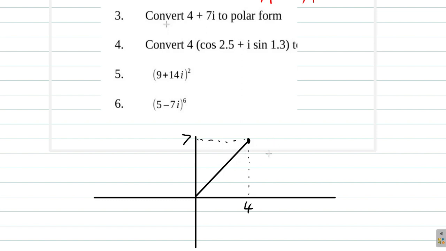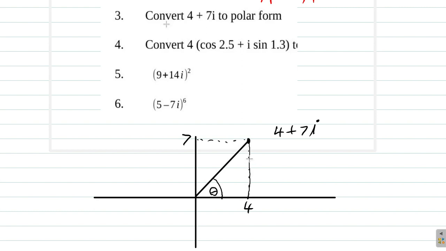So this is 4 plus 7i. Now, you remember that you're going to have an angle here. Call it theta. This angle can be in degrees or radians. But if the question that you get specifies which, you just have to stick to that. I'm going to work it out in degrees. Now, here, this is a right angle triangle.